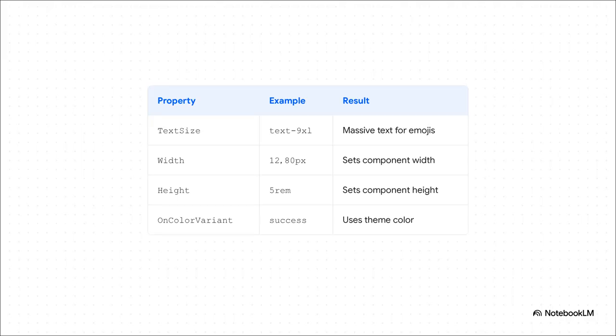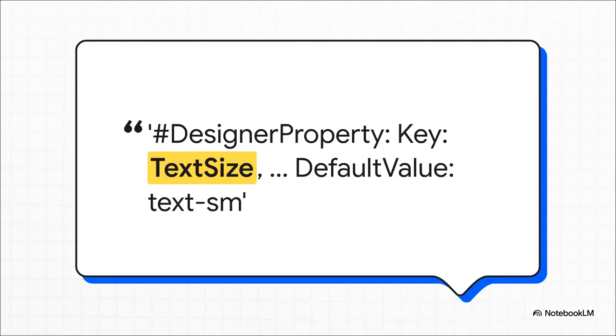Well, this is where it gets really clever. It uses Tailwind-style tokens for sizing and theme variants for color. This gives you this incredible level of control with really simple properties. You can set width and height with tokens, and even use theme names like success for your colors. And if you look at the source, you can see just how simple this is. Properties like text size are designed to use those familiar tokens you already know, like text small or text large, or even a massive text 9XL if you're using an emoji. It makes styling super fast and consistent.